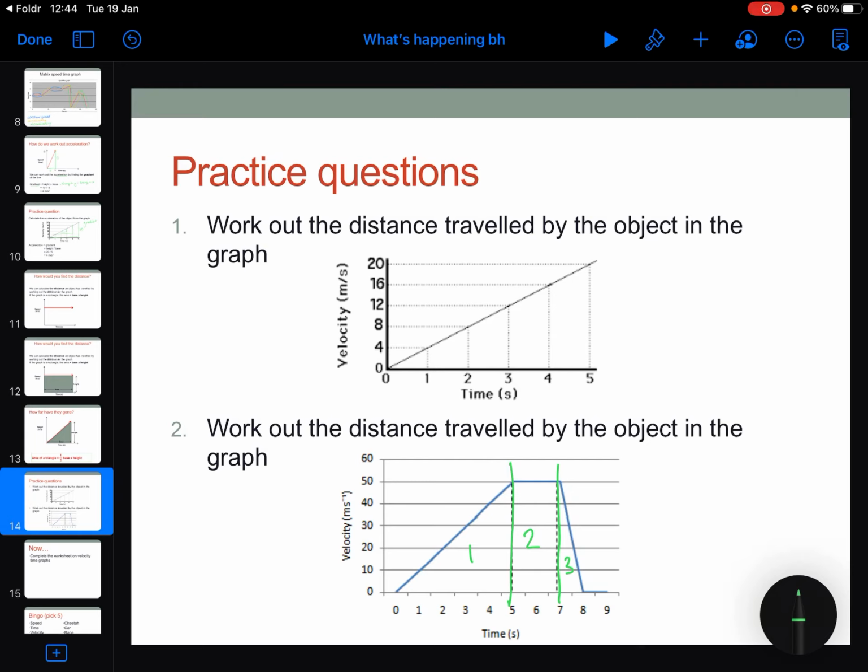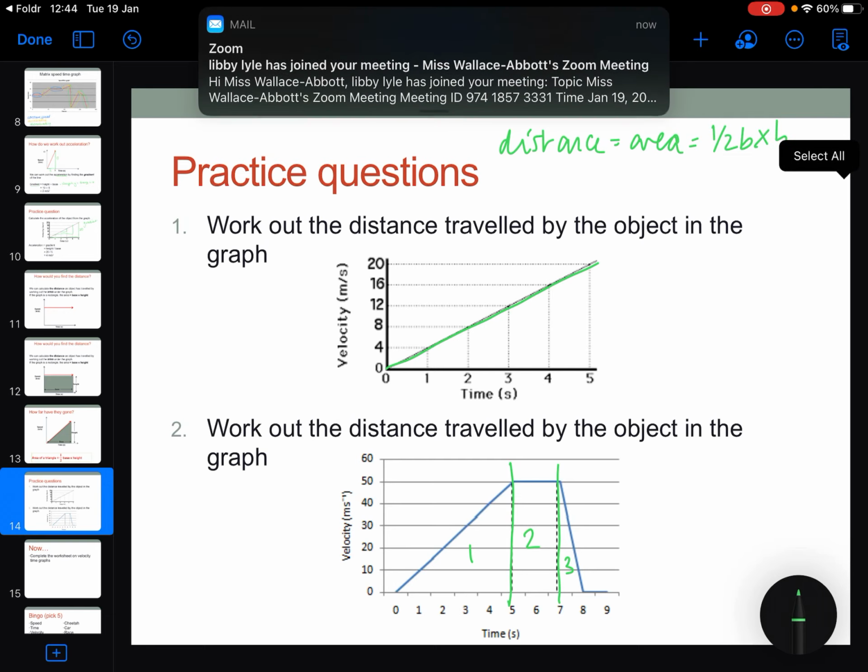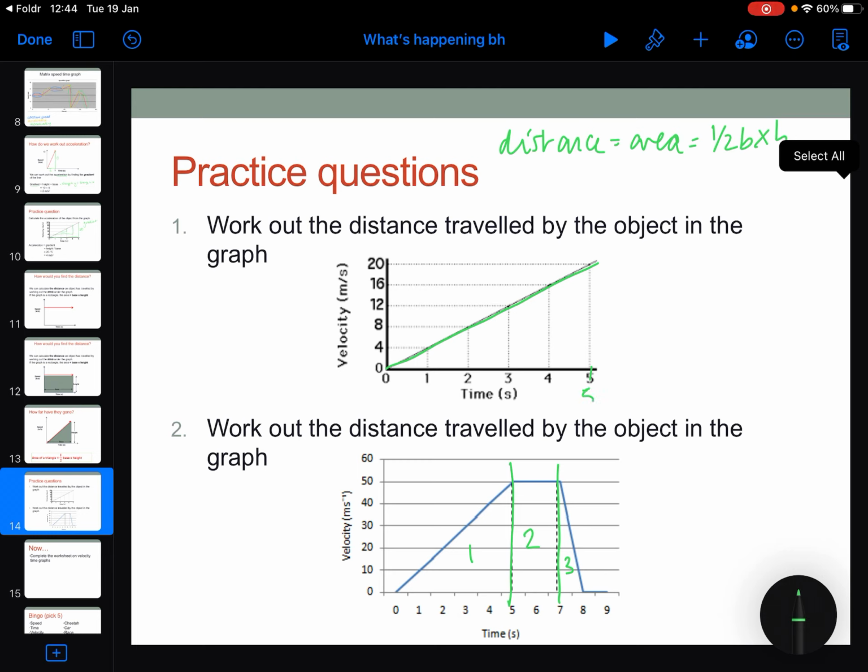Okay, question number 1. You're working out the distance. Now, hopefully you can see the fact that this is a triangle. Now, the area of a triangle, distance equals area, which is half base times height. Let's look at the base of the triangle. That's 5. The height of the triangle was 20. So it's half times 5 times 20, which gives me an answer of 50 meters.